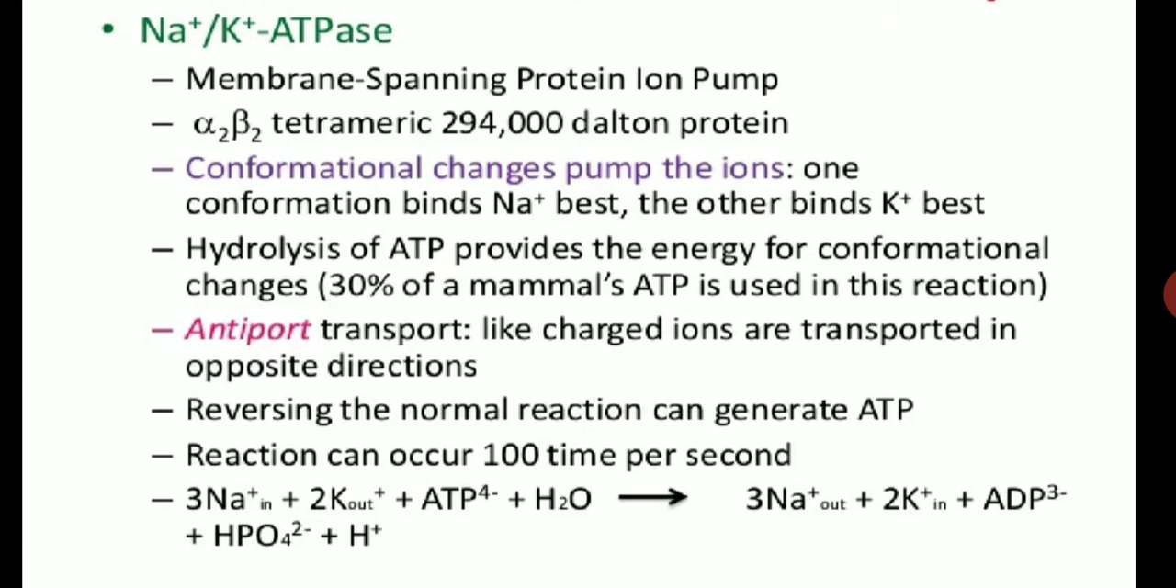Now, antiport transport. Like charged ions are transported in opposite directions. Reversing the normal action can generate ATP. The reaction can occur 100 times per second and the reaction is shown in this equation.